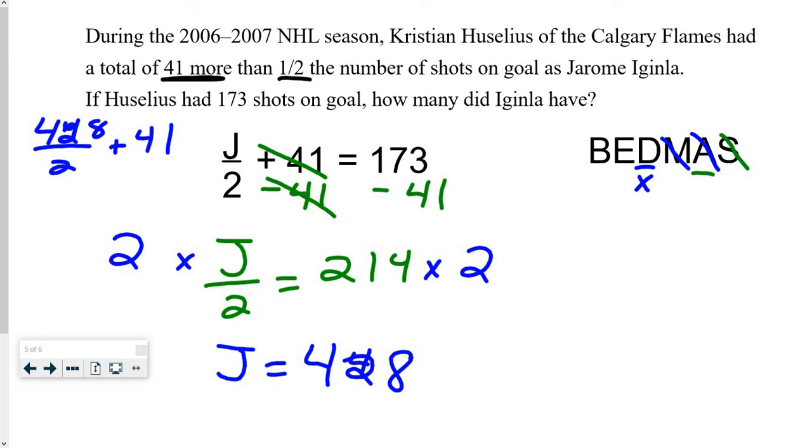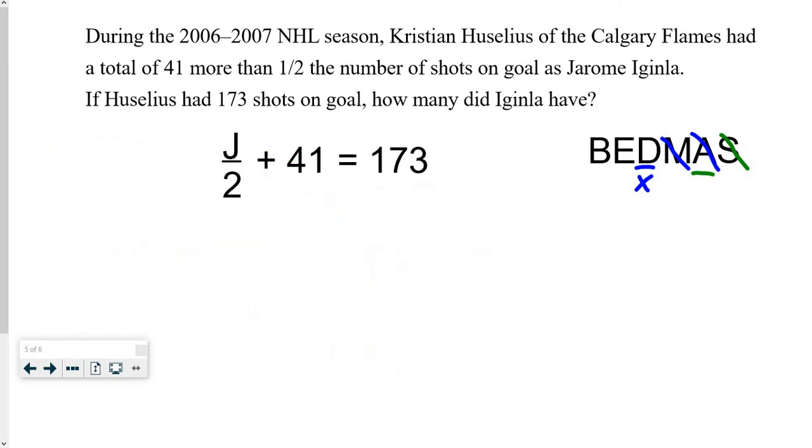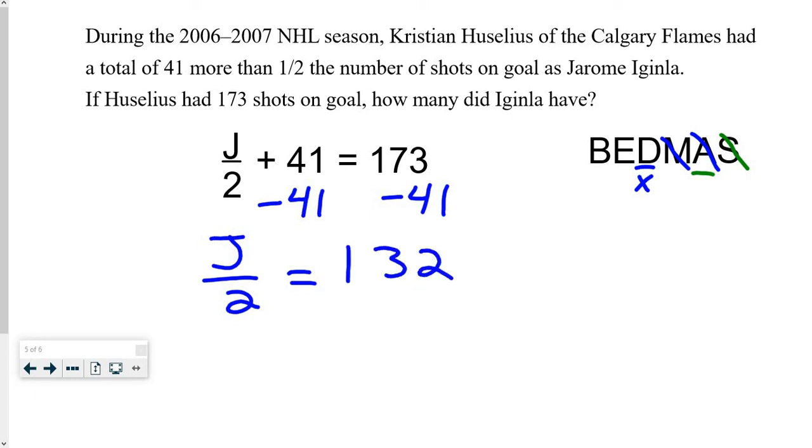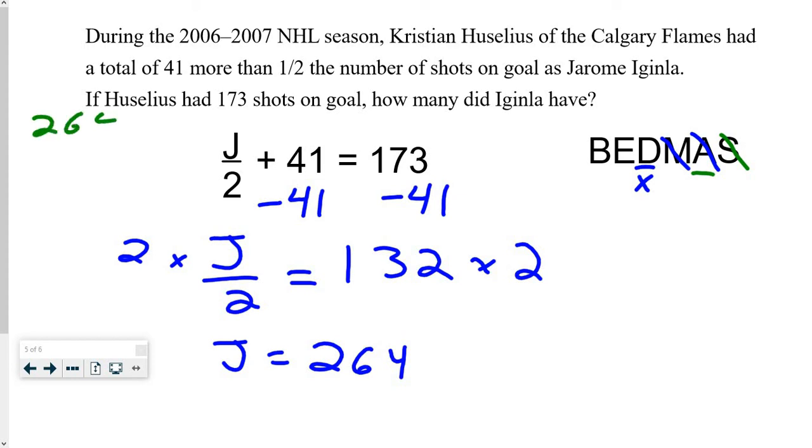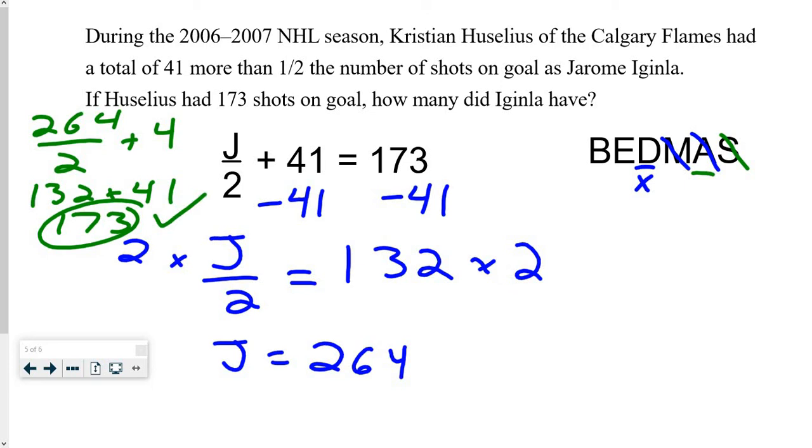That doesn't make any sense. Okay, this is why we double check our answers. So let's do this again. When we have minus 41. So you see, this is why we double check our answers. Good thing you guys were here. All right, J divided by 2 equals 132 shots. Now that's correct. Now multiply that by 2 because we're on to that part. So J equals 264 shots. 264 divided by 2 plus 41, that's 132, plus 41, that's 173. We know that that's correct.